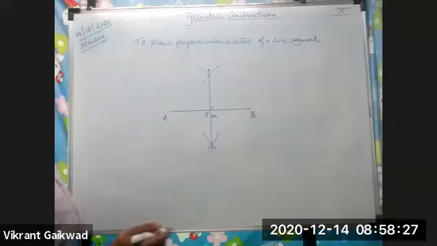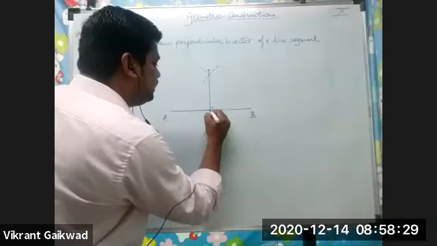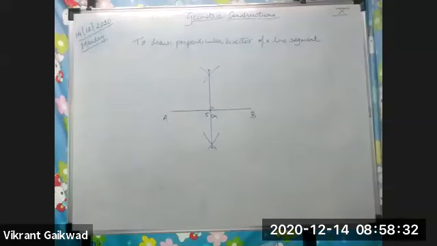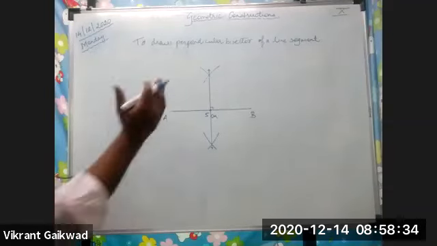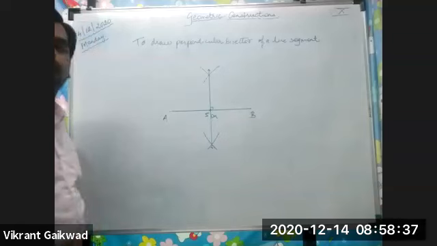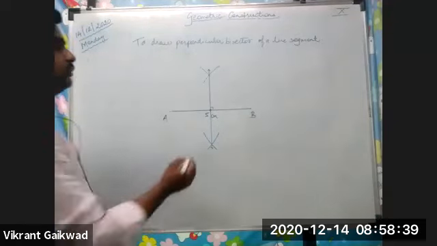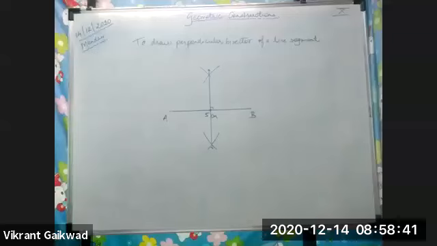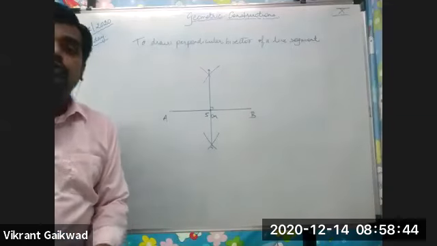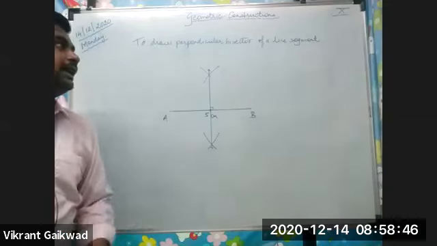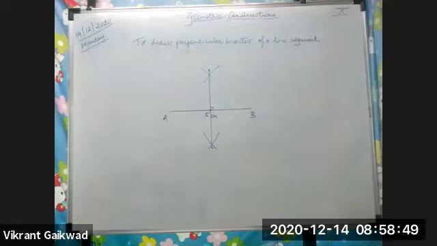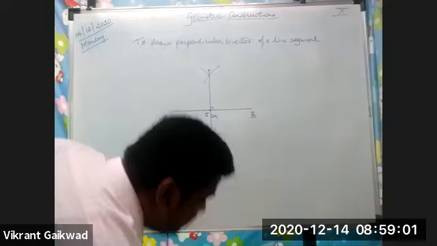Once you join the two arcs, the point where it meets the line segment is going to bisect the line AB into two equal parts, and it is also going to make an angle of 90 degrees. So this is the construction of the perpendicular bisector of a line segment. You all can remove the screenshot of this so that we'll move ahead to the next question. Is this clear? So let's move ahead.